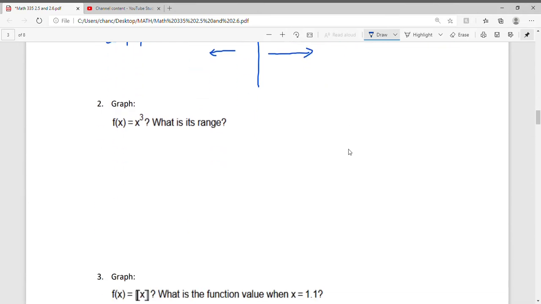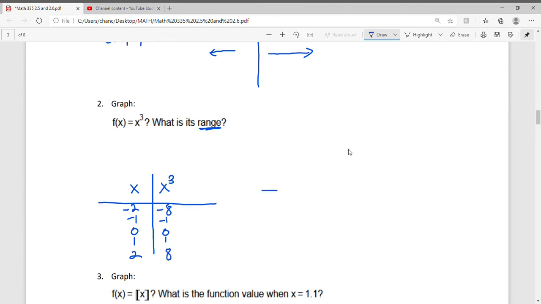In question 2, we want to graph x cubed and determine what the range is. We'll again make a table. Let's pick our x's as -2, -1, 0, 1, and 2 again. On the right, we'll have x cubed. -2 cubed is -8, -1 cubed is -1, 0 cubed is 0, 1 cubed is 1, and 2 cubed is 8.